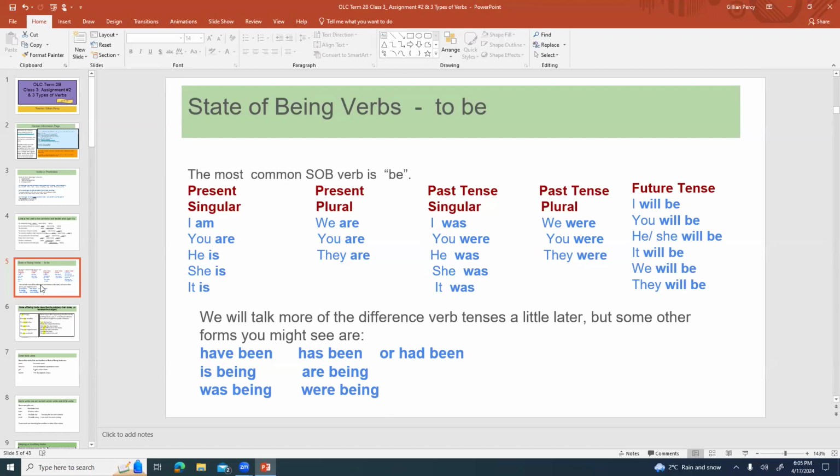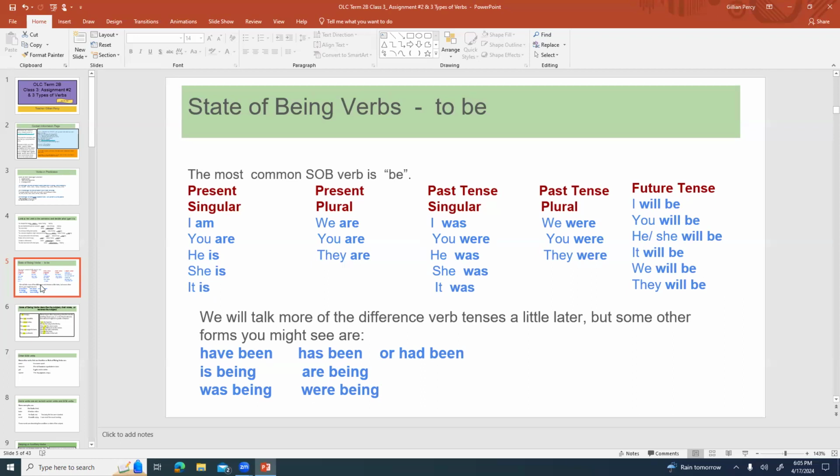Past tense singular. So that happened in the past, and it's one person. I was, you were, he was, she was, it was. Past tense plural. So it happened in the past, but to more than one person. We were, you, meaning more than one person, like a group of people, and they were. Future tense. Future is happening in the future, and that could be for plural or for singular. I will be, you will be, he, she will be, it will be, we will be, they will be.